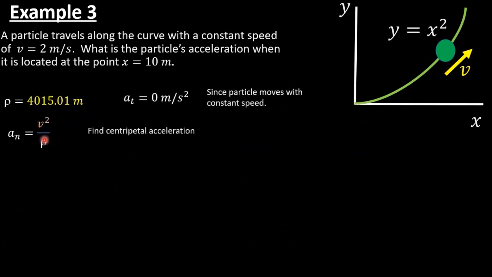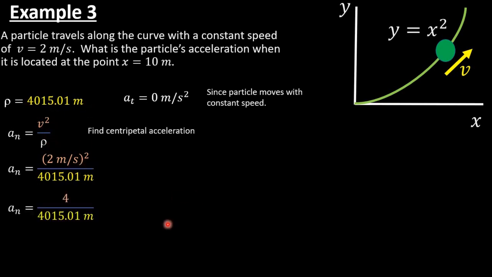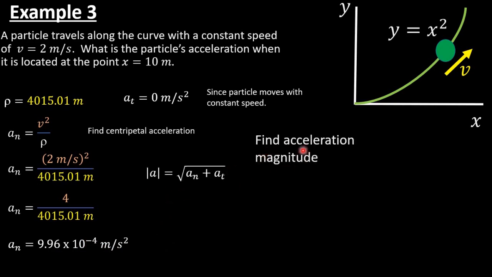So now I apply this equation, a sub n equals v squared over rho. Put our numbers in, so I knew the velocity was 2 meters per second, and our radius of curvature we found, so just substitute those in, put that into my calculator, and I get a sub n equals 9.96 times 10 to the minus 4 meters per second squared. So find the acceleration magnitude, a, which is going to be the Pythagoras of a sub n and a sub t, so that should be squared.